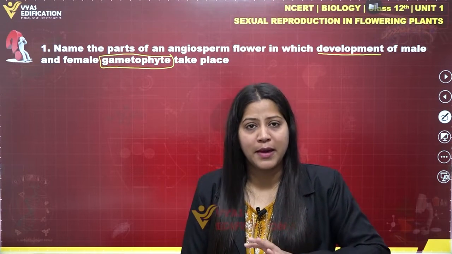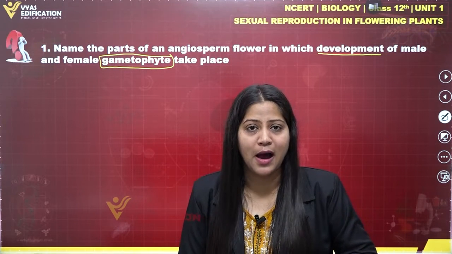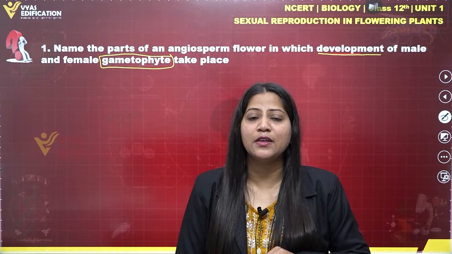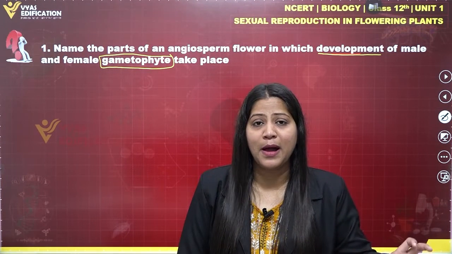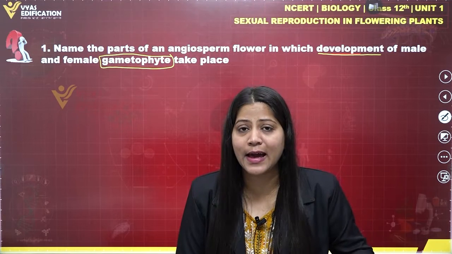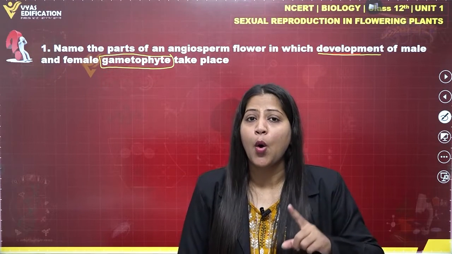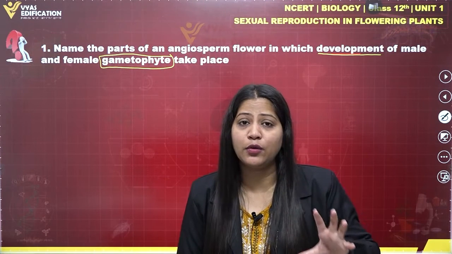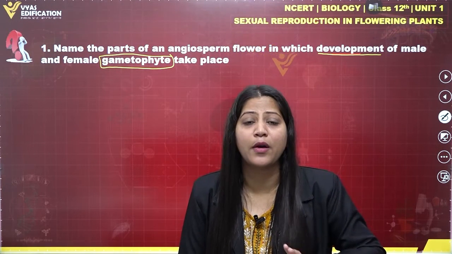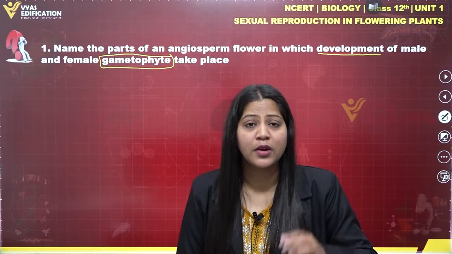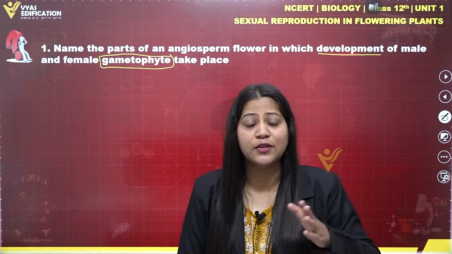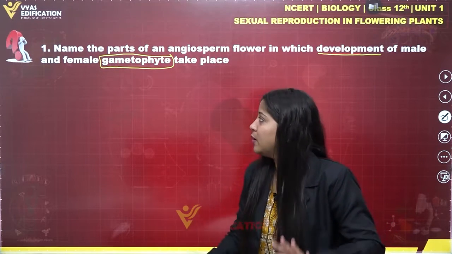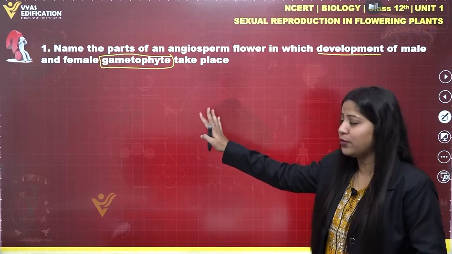So in angiospermic plants, we have the male gametophyte as pollen grain, and in case of female, we have embryo sac as the female gametophyte. Ovule, remember, is not a gametophyte, it is a megasporangium, inside which the female gametophyte known as embryo sac is developed.